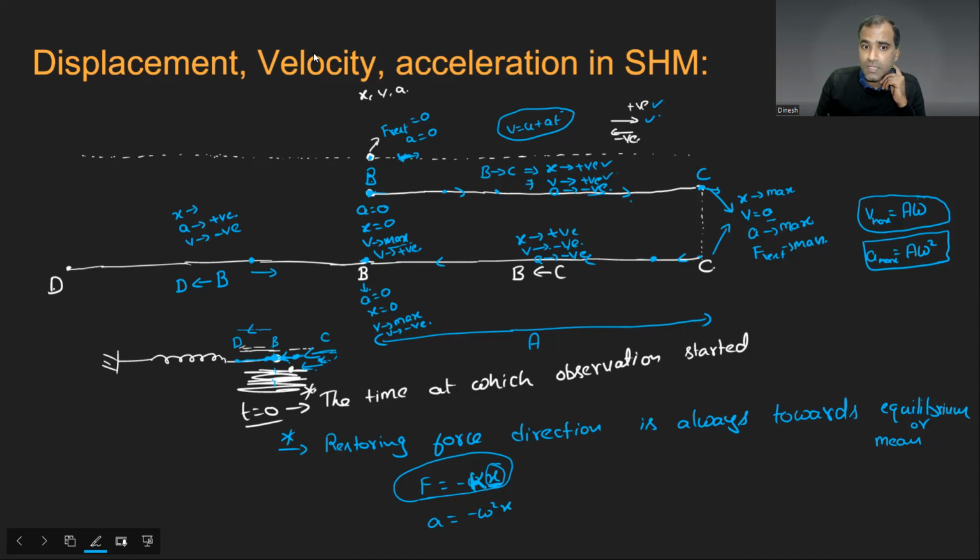Negative. Sir, negative. Always we should start from this point. Let's say you talk about this point, you start displacement, you construct a vector from B to that point. It is in the left side direction. Displacement vector is in the left side direction, so it should be negative.